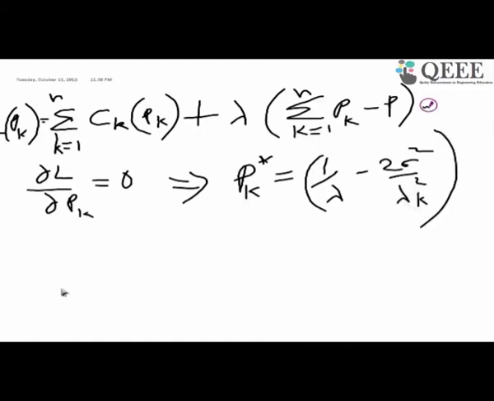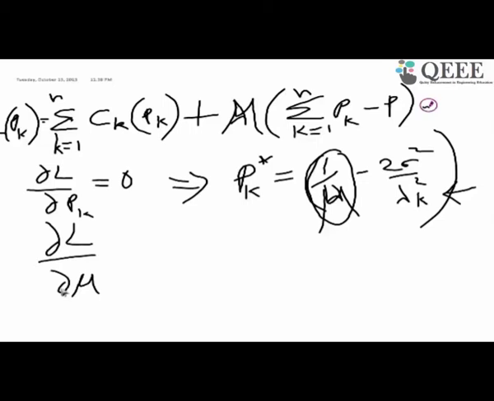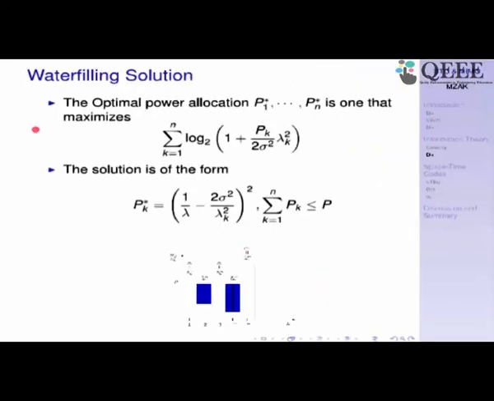Remember that lambda k squared is different from lambda. I should have actually put the Lagrangian multiplier as mu, so it would be mu. 1 over mu minus sigma squared over lambda k squared, because lambda k we have used as the eigenvalues of H Hermitian H. Okay, so mu is the Lagrangian. This term is what is called the water level. Differentiating the same Lagrangian with respect to the Lagrange multiplier mu and equating to zero, you will get the second equation, that is the sum over k equal to 1 to n of Pk is equal to P. So that's how you get the second equation.